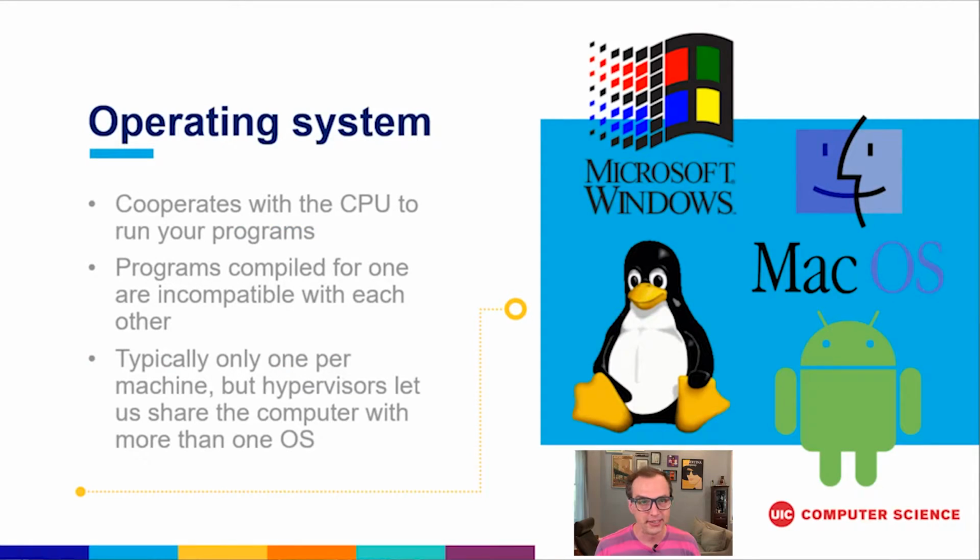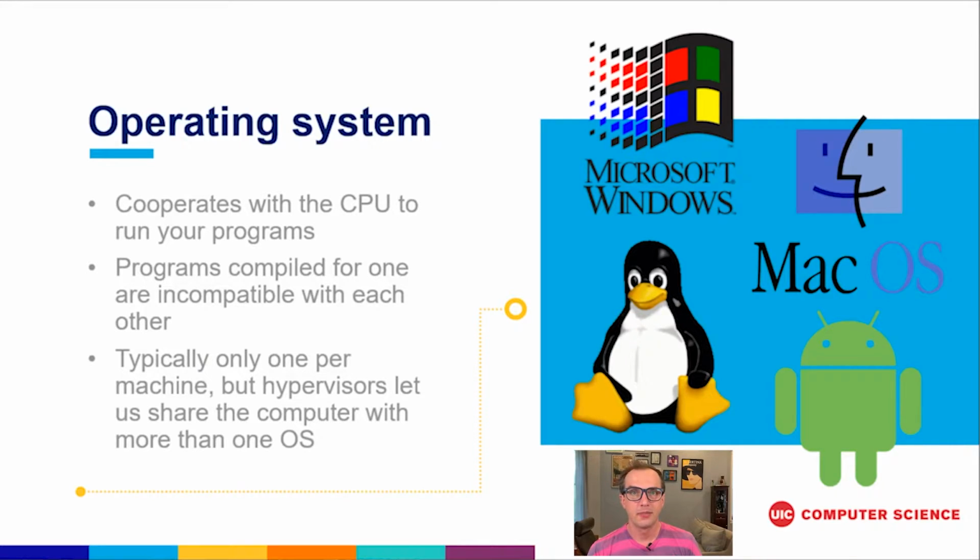There are lots of different operating systems. As I mentioned on that first slide, they cooperate with the CPU to run the programs of the user. Programs that are compiled for one operating system are typically incompatible with others. We have both desktop operating systems as well as mobile operating systems. There's nothing fundamentally different about them. They were designed at different times for different purposes and thus have different abstractions of how users are expected to use them, what types of hardware users are expected to use them on top of, things along those lines. Typically, we're only going to have one operating system per machine, but sometimes we can multiplex those and run more than one operating system on one machine.